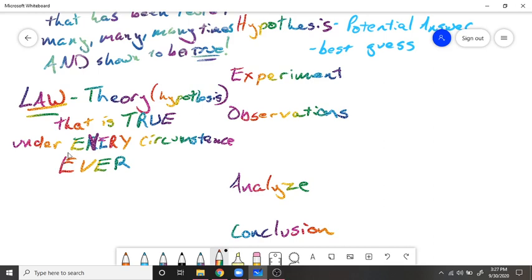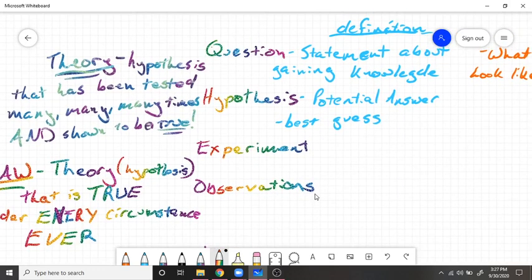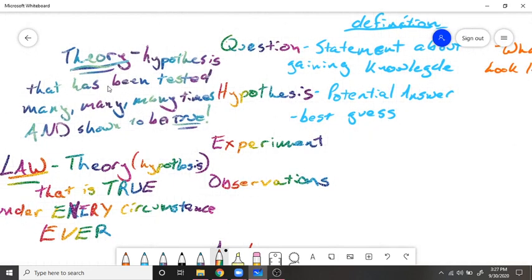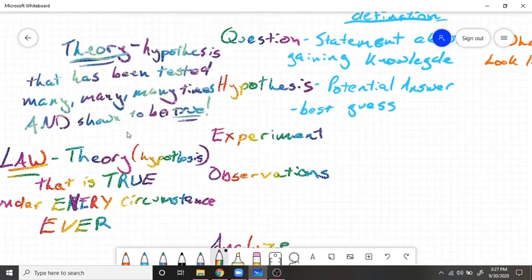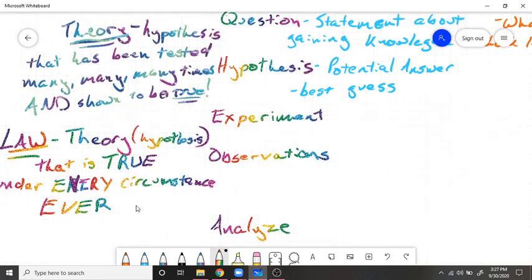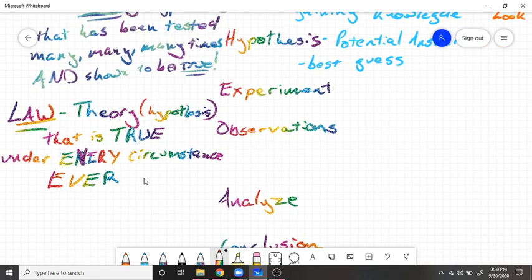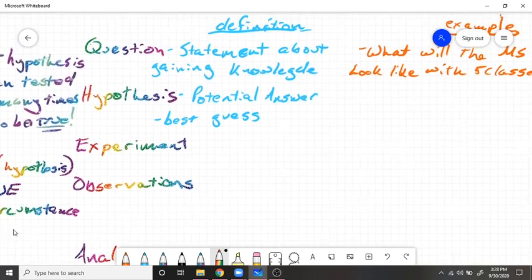So a hypothesis is a potential idea, a potential answer. A theory is a hypothesis that has been tested over and over again and shown to be true. A law is a theory that is true under every circumstance ever.